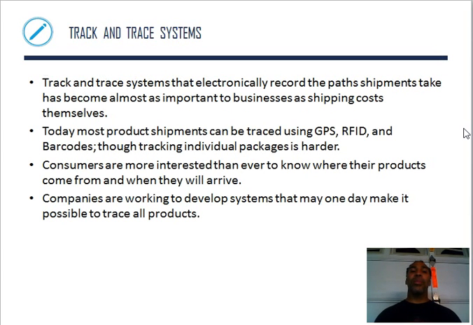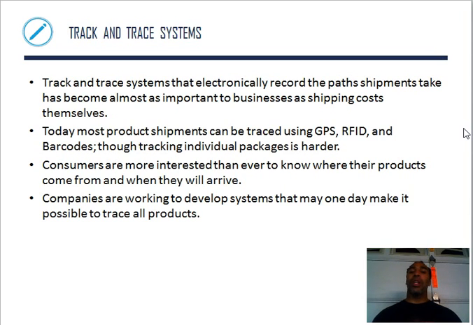Track and trace systems electronically record the path shipments take. This has become almost as important to businesses as shipping costs themselves, right? So it's, hey, we want to know these things even more than the actual shipping costs. Today, more product shipments can be traced using GPS, RFID, and barcodes to track individual products, which is harder.